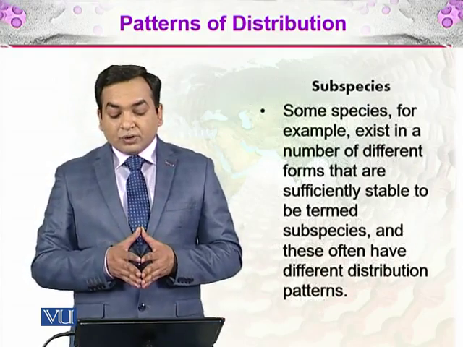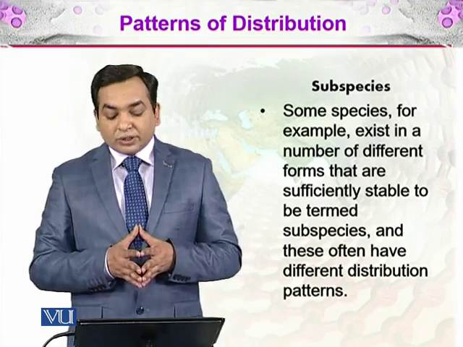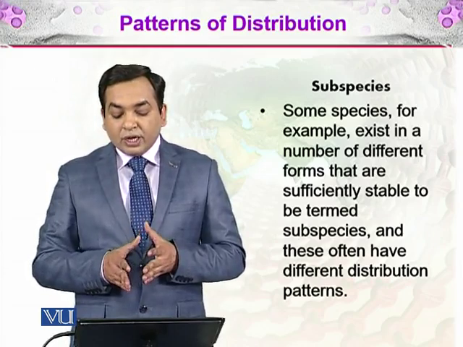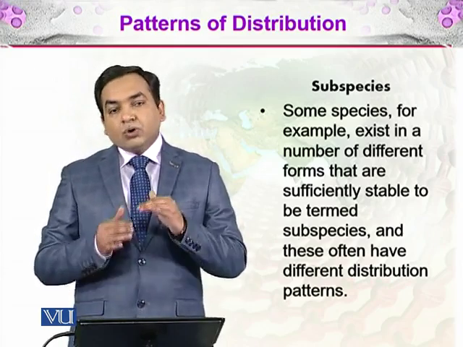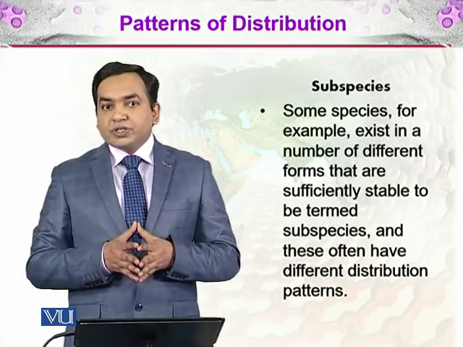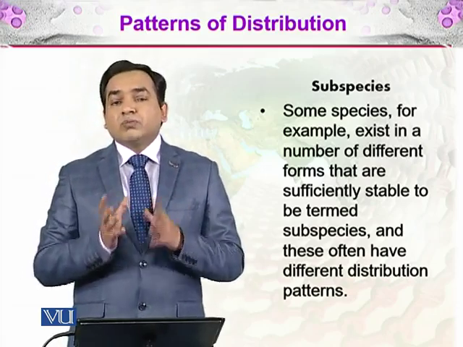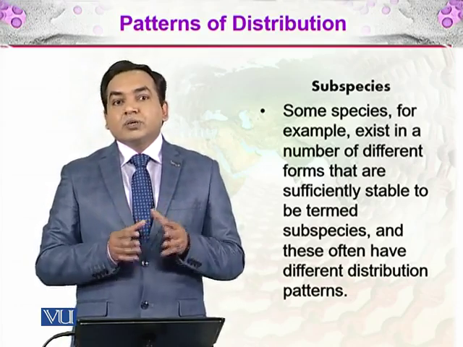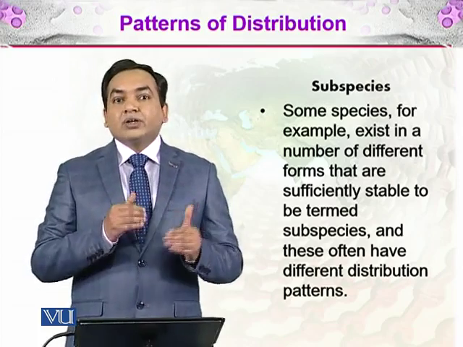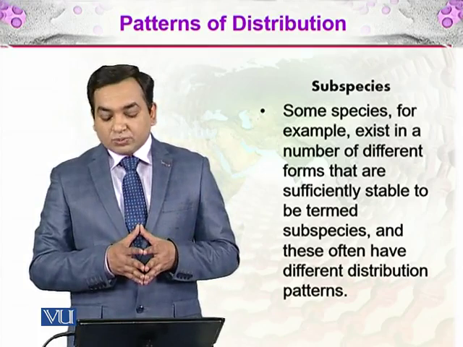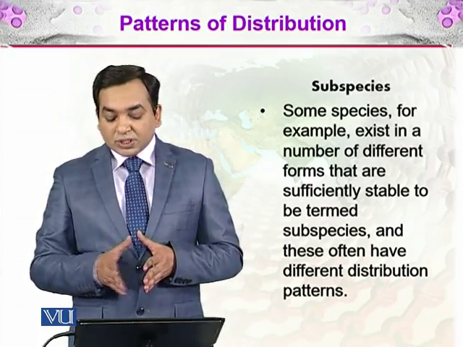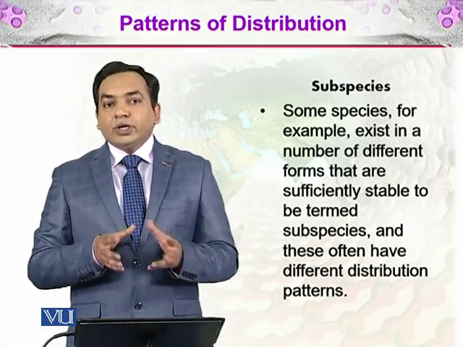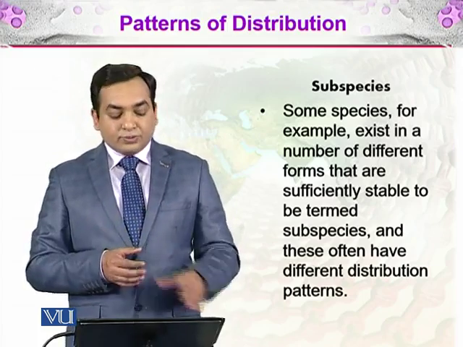After the species, there are the subspecies. Some species, for example, exist in a number of different forms that are sufficiently stable to be termed subspecies. These are organisms with such similarities that they could be counted as one species, but they are living in different areas and have different acquired characteristics as well. These are called subspecies, and they often have different distribution patterns. Normally we divide subspecies on the basis of their distribution patterns.